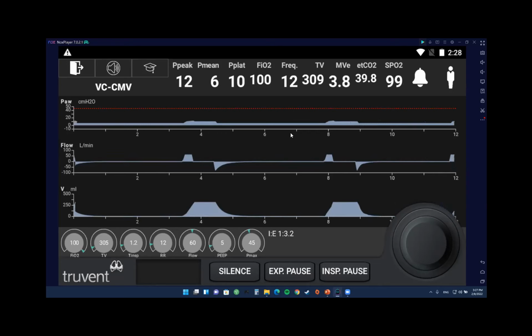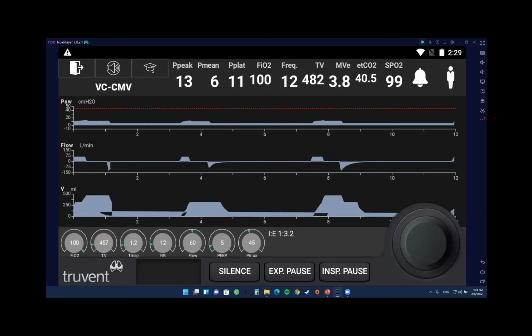I can multiply it by 6. So good. Let's start with that. 75 times 6. 450. So the minimal tidal volume that this patient should be having is clearly not 300. So we're going to increase that to 450. And we set our 450 here. Let's do 457, trying not to be as OCD as I usually am.